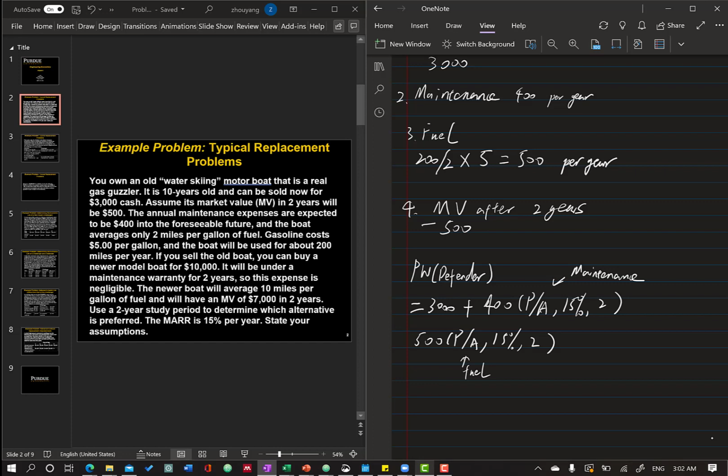And the market value part. It's at the end of year 2, so we have 500 as the future value. Find the present value, at 15% and year 2. All right, and the number we get here is 4,085. And that's the present worth for the Defender.